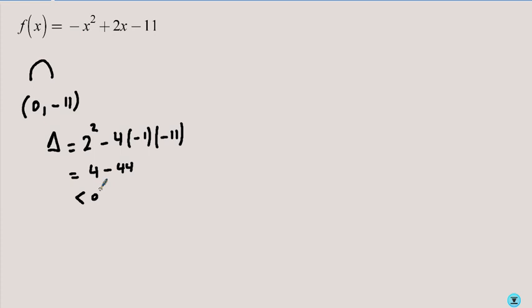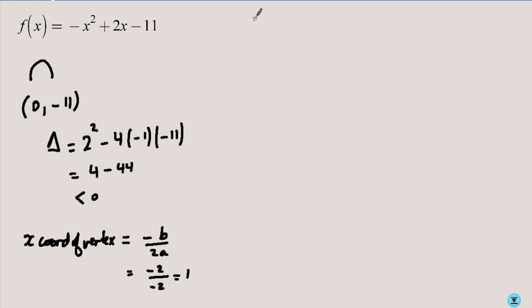So we should look for the axis of symmetry. The x-coordinate of the vertex, which lies on the axis of symmetry, is given by negative b over 2a. And that's negative 2 divided by 2a, which is 2 times negative 1. That's negative 2 over negative 2, and that's 1. So the x-coordinate of the vertex is 1, but what's the y-coordinate of the vertex?